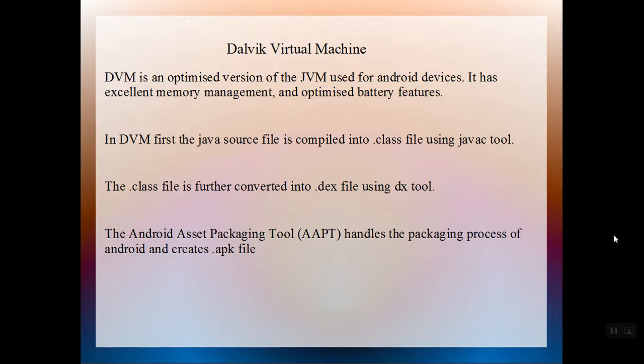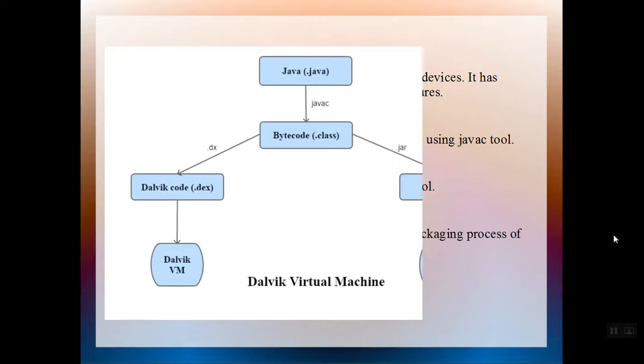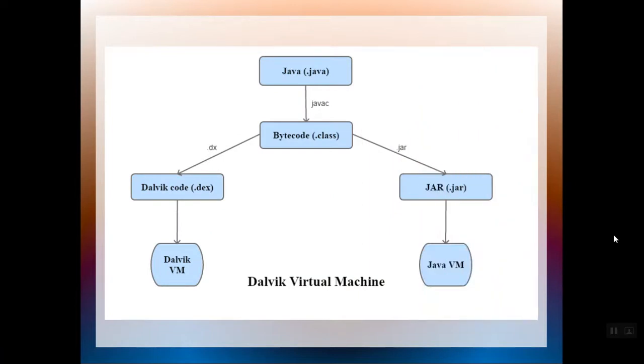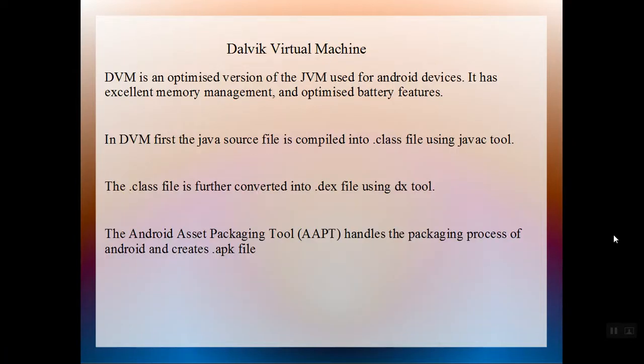Now comes the Dalvik Virtual Machine. We can understand the Dalvik Virtual Machine's working in this diagrammatic fashion. Dalvik Virtual Machine is, as I told, an optimized version of JVM used for Android devices. It has excellent memory management and optimized battery features.